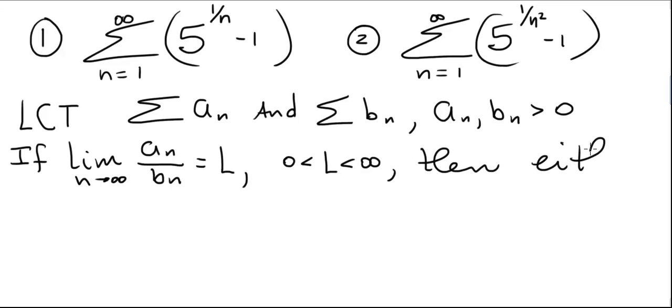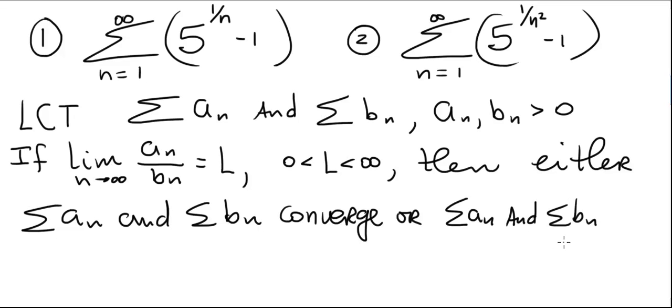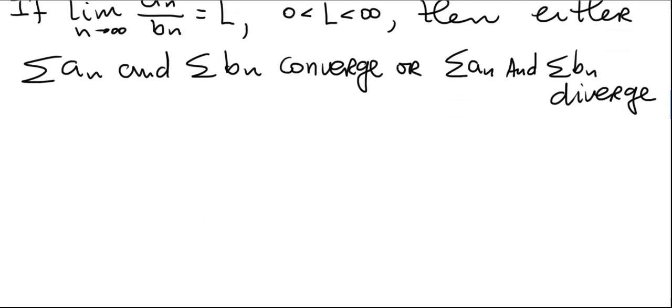either the a sub n series and b sub n series both converge, or the a sub n series and the b sub n series both diverge. What we cannot have is the a sub n series converging and b sub n diverging, and vice versa.